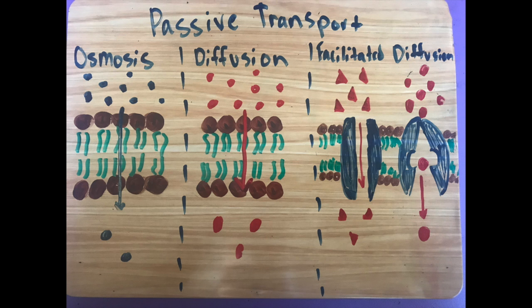Passive transportation is a naturally occurring phenomenon that does not require the cell to expend energy. The first type is osmosis. Osmosis is the movement of water through a semi-permeable membrane. The water moves from an area of high concentration to low concentration.